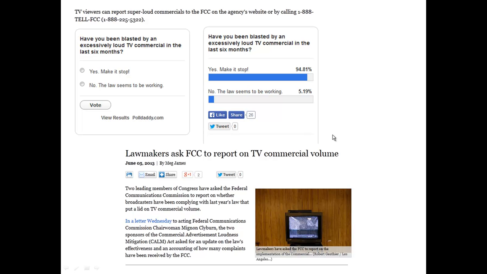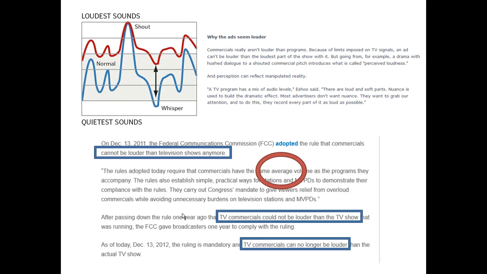Anyway, I kept digging, and once again I found more and more data talking about this law. The clever commission is called the Commercial Advertisement Loudness Mitigation Act, CALM. As I dug more, I discovered the rule says that commercials cannot have a larger average volume. Now the problem is, I wasn't testing average volume. I was testing peak volume.